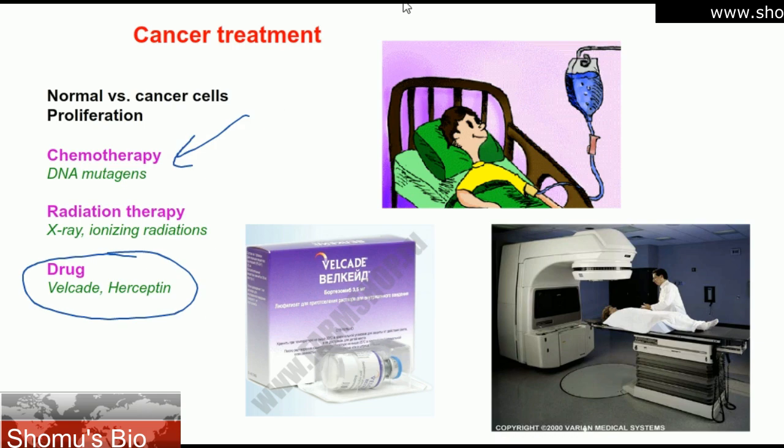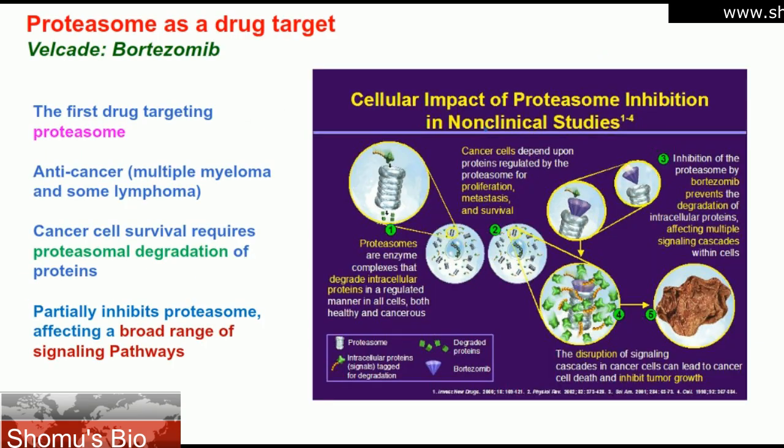But the drugs, they have different targets. So the first type of drug here is Velcade or Bortezomib. Velcade or Bortezomib, the first drug, is targeting the proteasome.